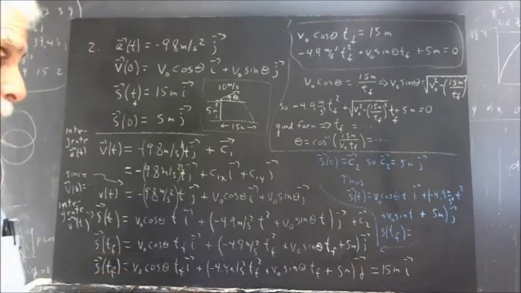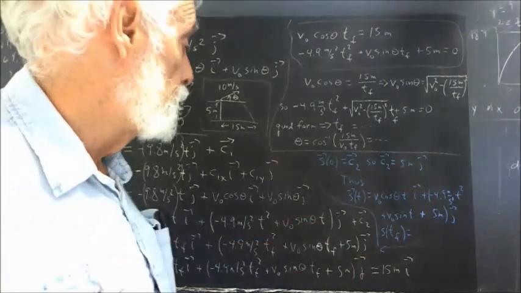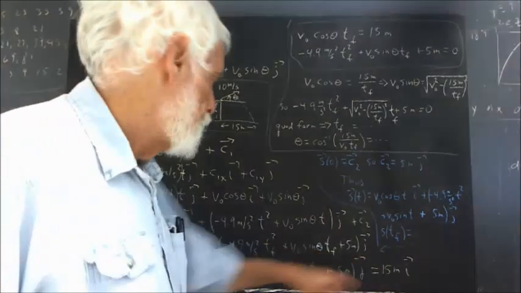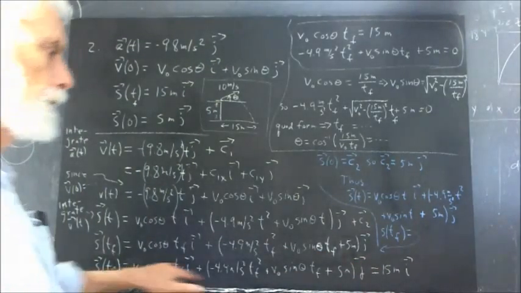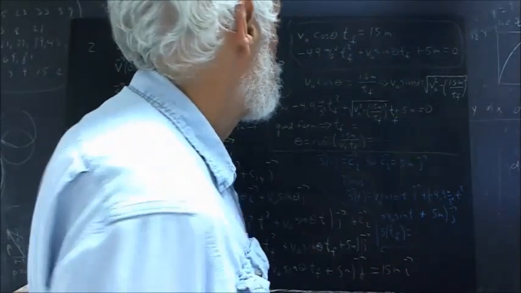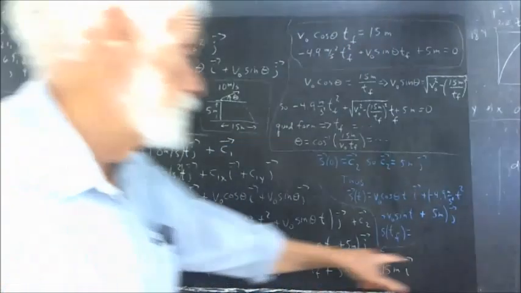So we got S of TF equals this, equals 15 meters times i. Now, the i component here has to equal the i component here. We get this equation. The j component equals the j component here.